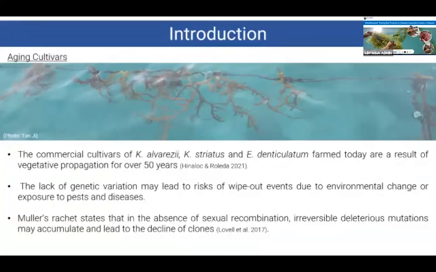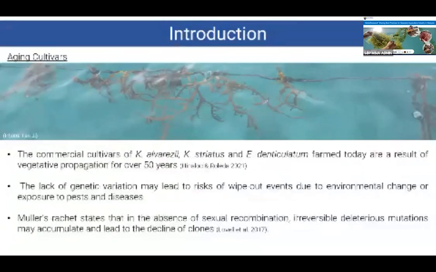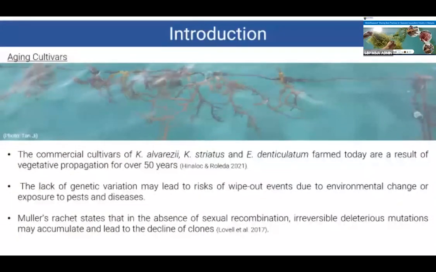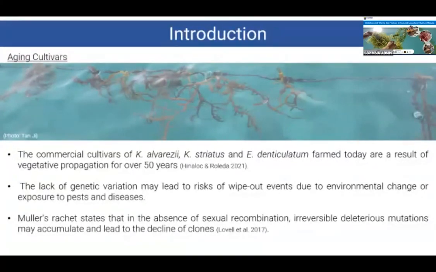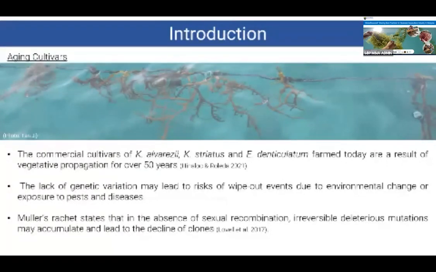Also, Muller's ratchet states that in the absence of sexual recombination, which is the case for seaweed propagation, irreversible deleterious mutations may accumulate and lead to the decline of clones. So pretty much genetic decay. This is the reason why in mushroom farming, the mother culture is often preserved in glycerol at very low temperatures to prevent possible genetic decay. This is also the reason why agriculturists constantly perform selective breeding to improve plant cultivars, or set up seed banks for the preservation of germplasm.